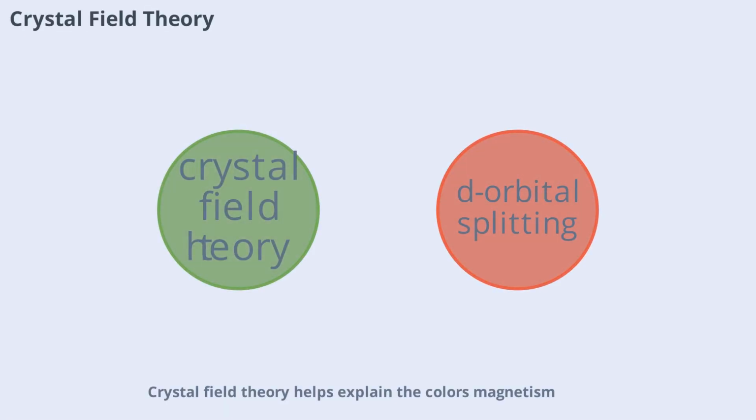Crystal field theory helps explain the color, magnetism, and stability of transition metal complexes. It describes how the arrangement of ligands around a metal ion splits the d orbital energy, leading to various observable properties. This theory is fundamental to understanding the behavior of transition metal compounds.